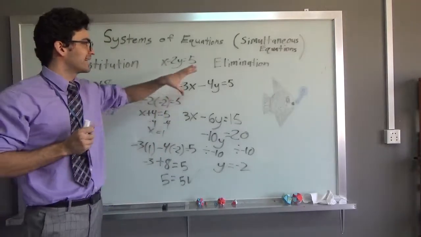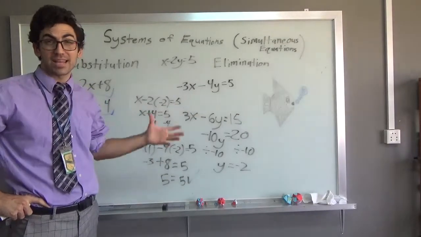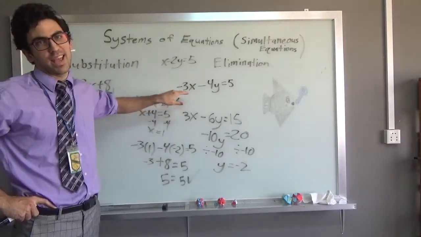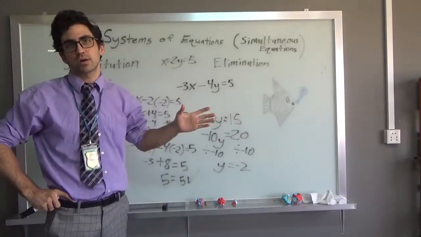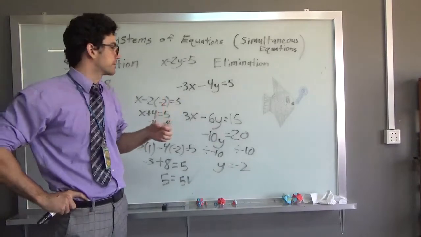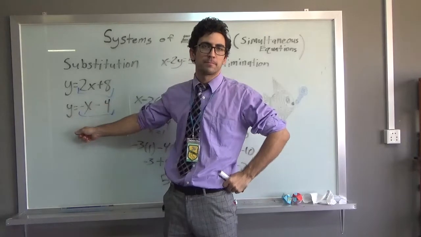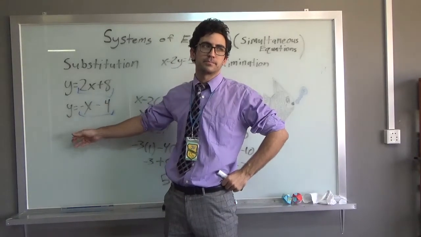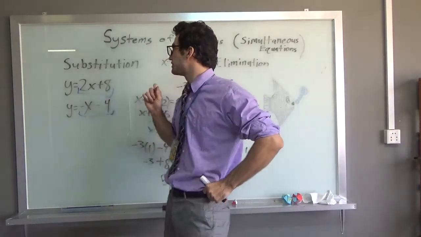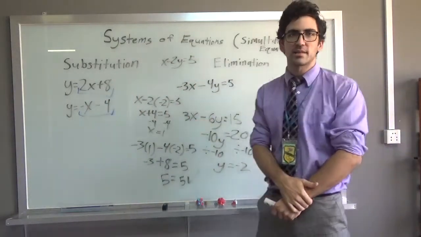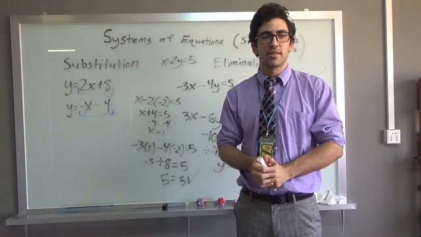So in elimination, typically we have linear equations in standard form, as in x and y are both on the left side. The right side has just a number, a constant number. Whereas substitution is good with the slope-intercept form of the line. So these are the two main ways that we solve linear equations, and that is the end of the video.